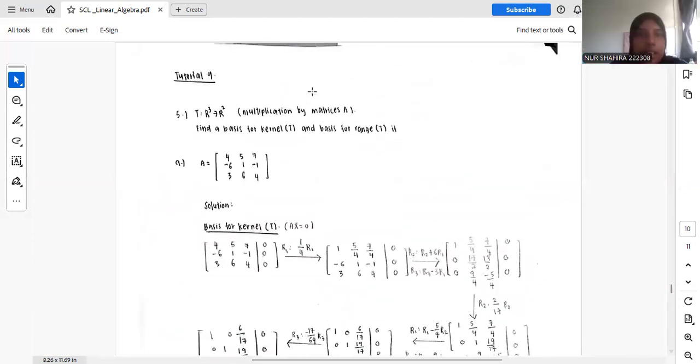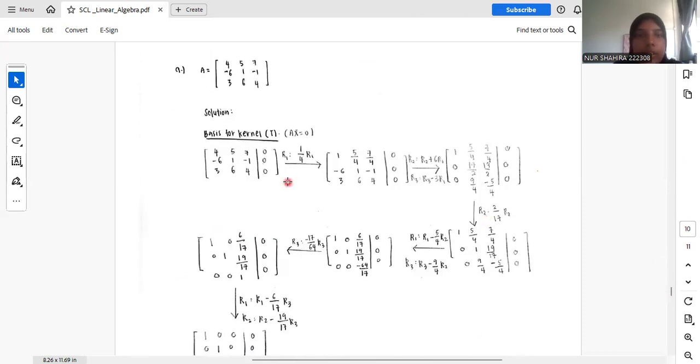Okay, so now I'll be explaining question 5. Given T is from R3 to R3 and matrix A is 4, 5, 7; negative 6, 1, negative 1; 3, 6, and 4. The question asks to find a basis for kernel T and a basis for range T. So the first step, in order to find the basis, we will take Ax equals 0, and then we will find the elementary row operations for matrix A.